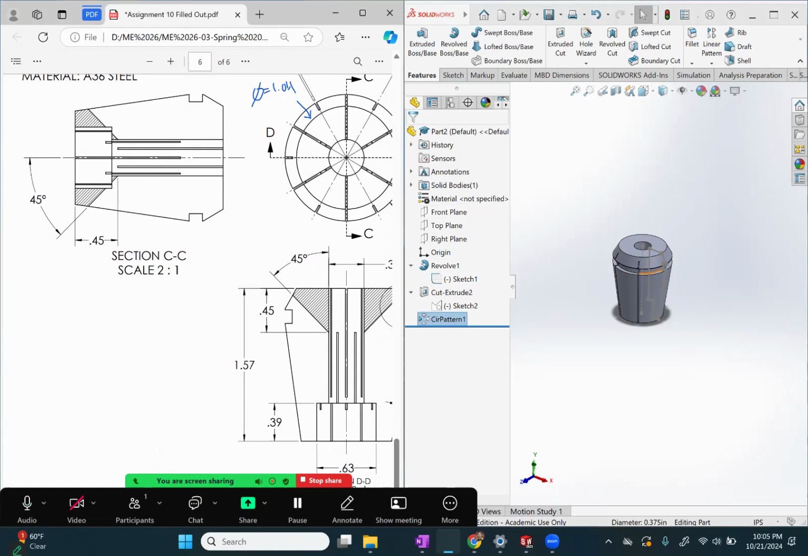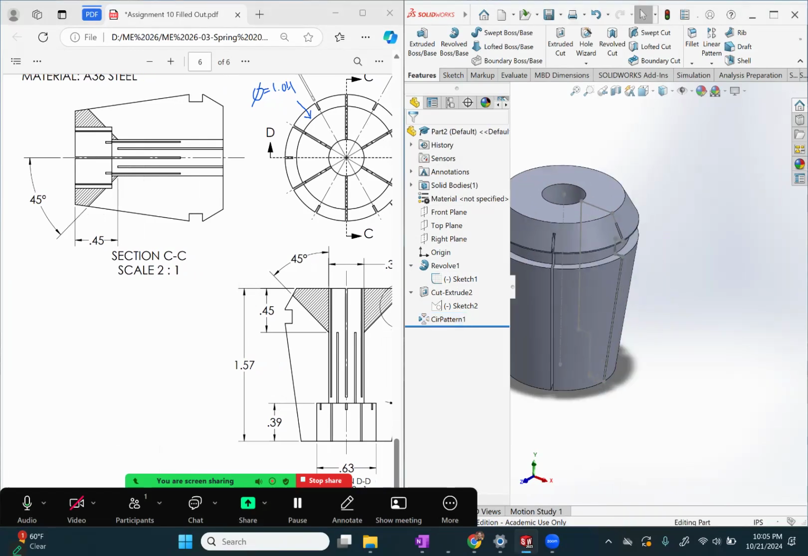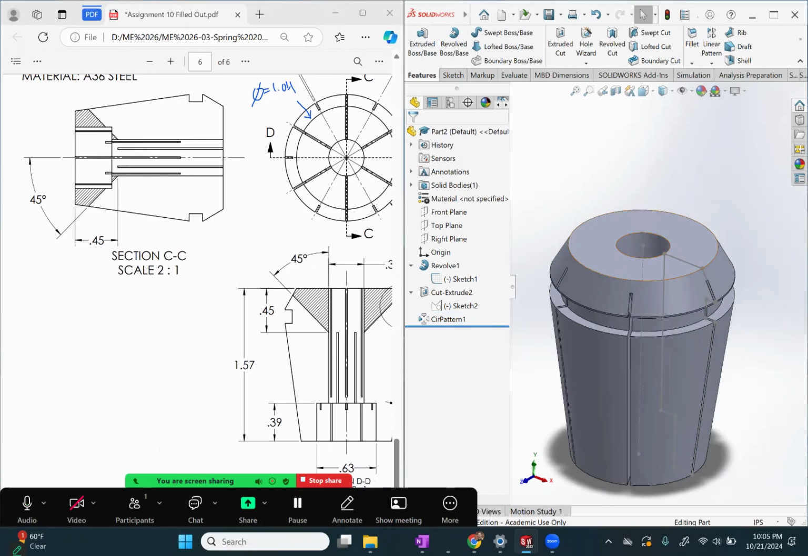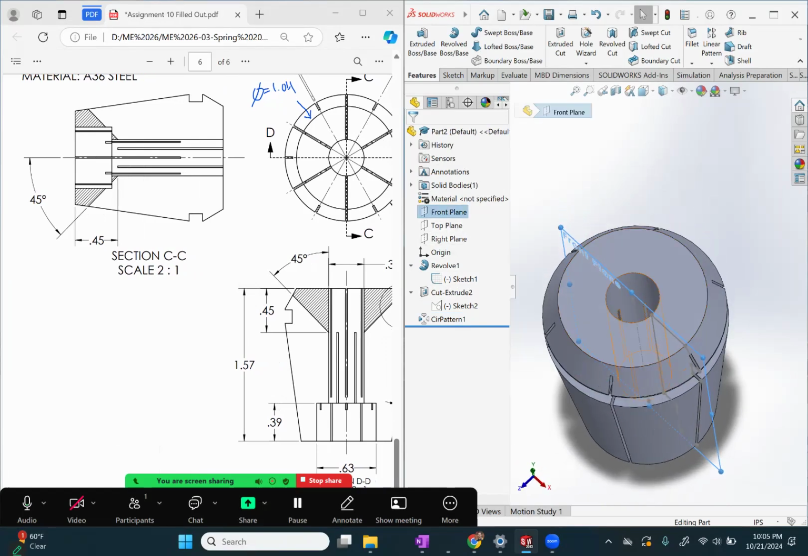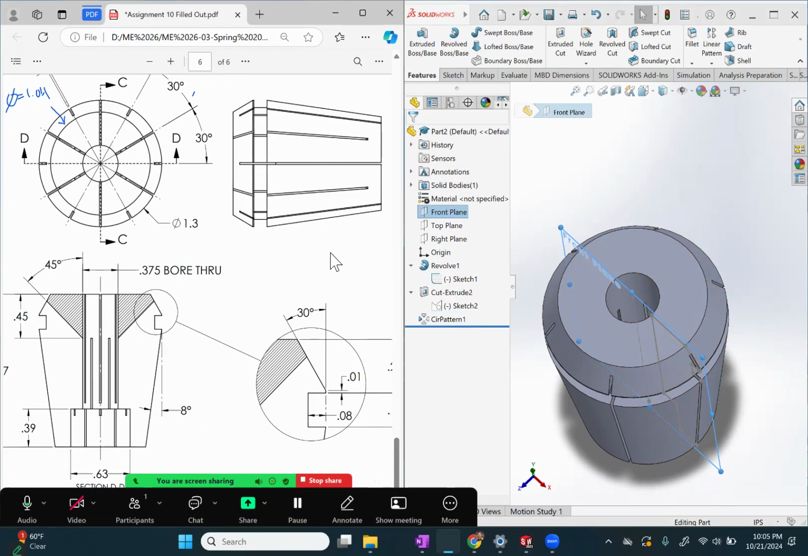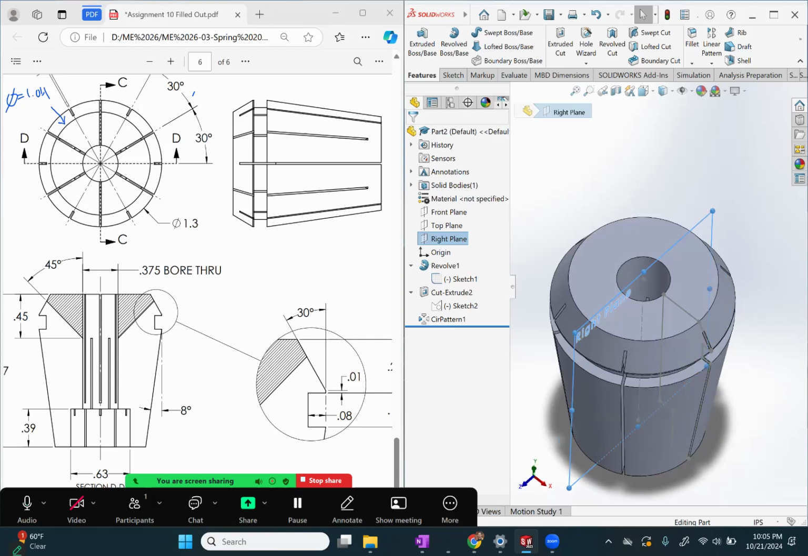I might need that. I'll leave that there. So we have 6 of our cuts. Now we have to do the other 6 cuts. So let's find a plane suitable for our sketch. Our first cuts were on the front plane. I can see based on these views that I need to pick a different plane.